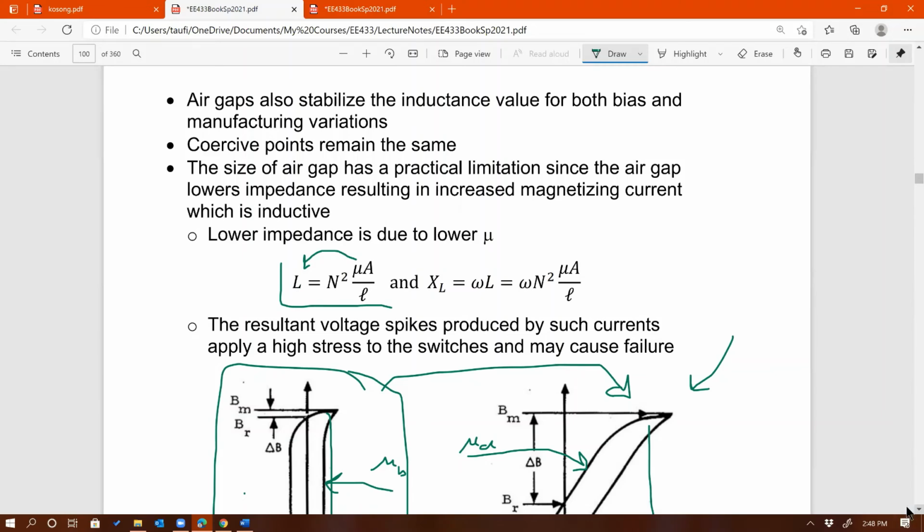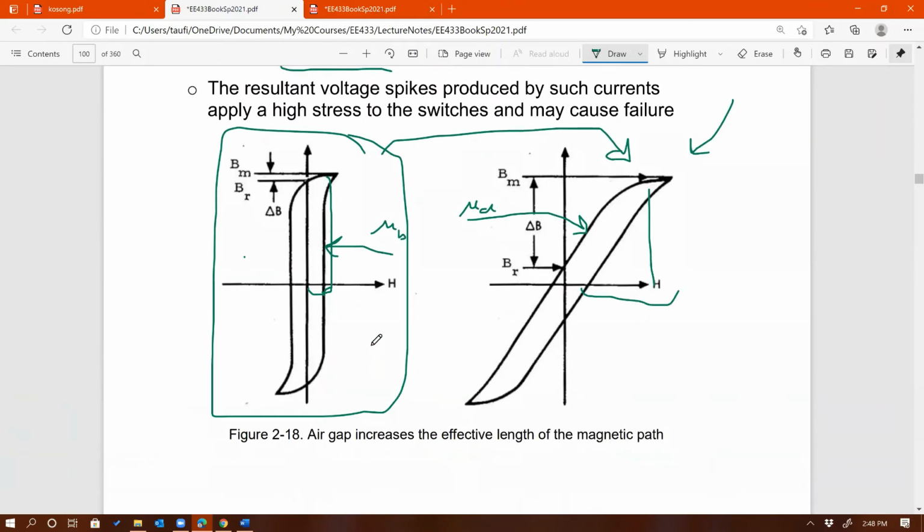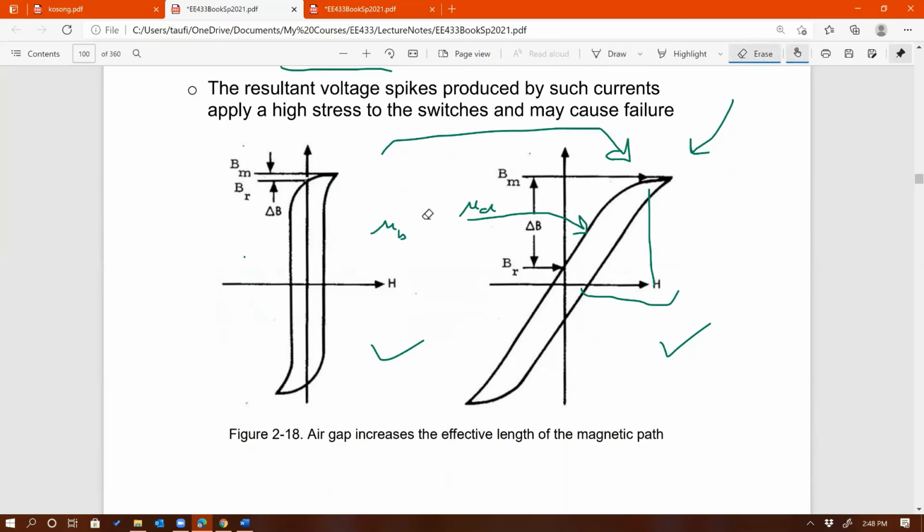So if you compare these two pictures, before and after air gap, the one before the air gap has bigger inductance, whereas after you add the air gap, the inductance drops, because it has a lower mu. Make sense? Now, from that point of view, that's a disadvantage. So now you know the disadvantage of having air gaps is that once you add the air gap, the inductance drops.